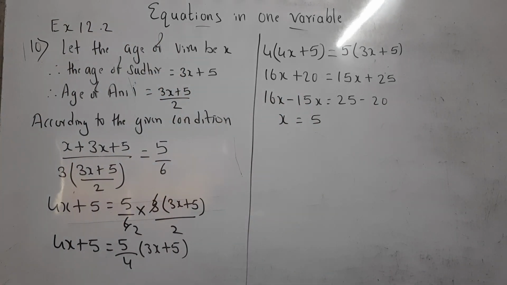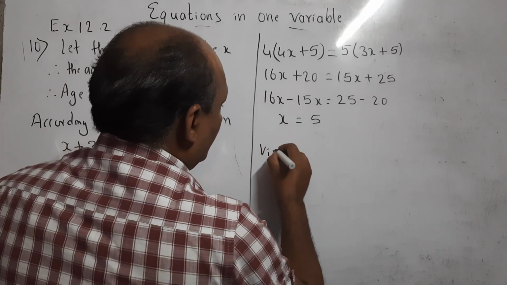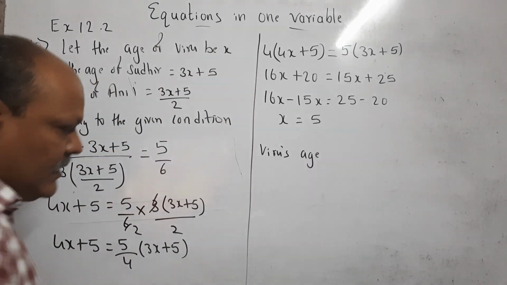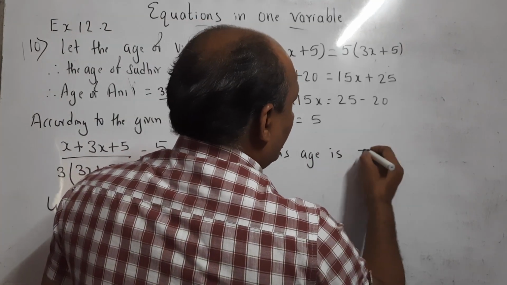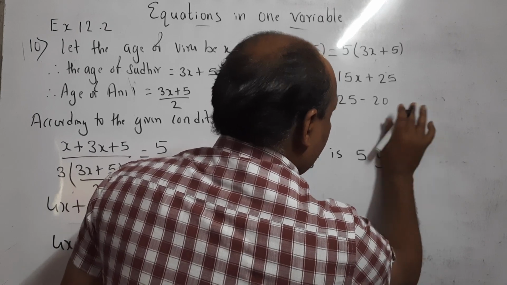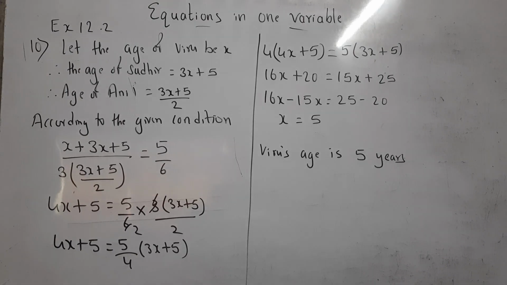We have to find only the age of Viru. So Viru's age is x का वैल्यू कितना? 5 years. I hope all of you understood this sum. If you understand how to frame the condition in this exercise, so easily you can get the answer. Is it clear?